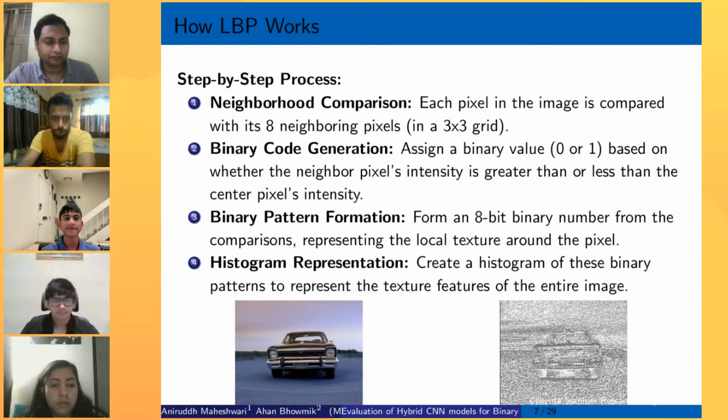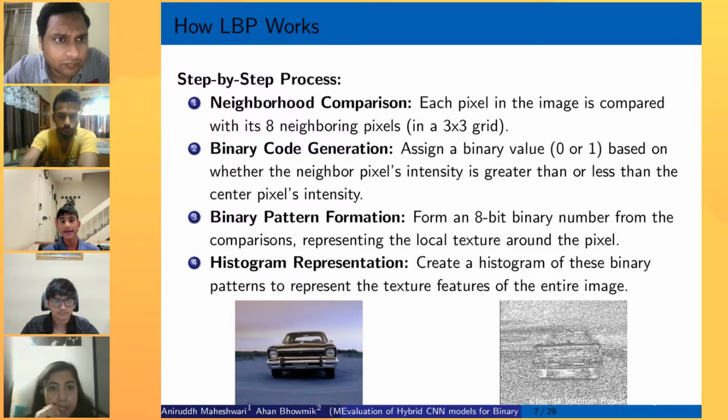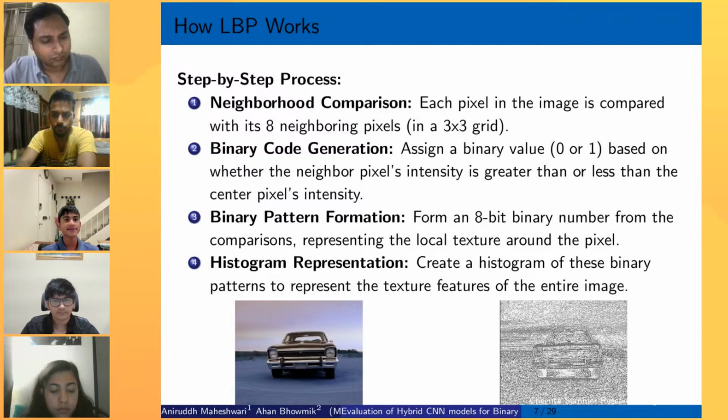So this works by first doing a neighborhood comparison. We split the image into 3 by 3 grids, 3 by 3 cells throughout all the pixels, and every single pixel is compared with its 8 neighboring pixels. If you have a 3 by 3 grid, we find the intensity of the middle pixel, and if any pixel in the neighborhood has an intensity lesser than that of the middle, then we give it a value of 0. And if it's more, we give it a value of 1.